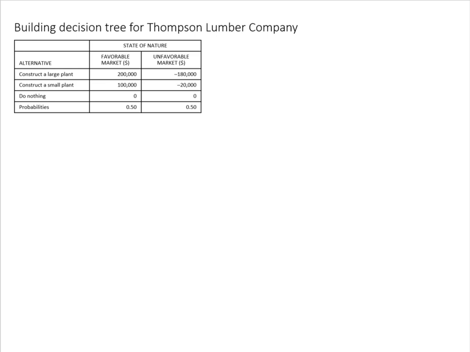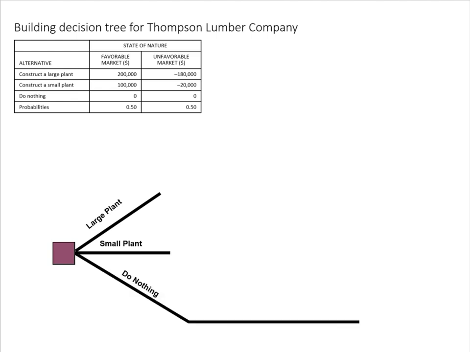So I'm going to draw a square to represent this decision. This decision has three options: building a large plant, a small plant, or doing nothing. So I'm going to draw three branches out of this square to represent these three options. First, a large plant. Second, a small plant. And third, a branch representing doing nothing. Once you have branches, you simply think about what is happening next for each branch. Let's start from the first branch, representing building a large plant.